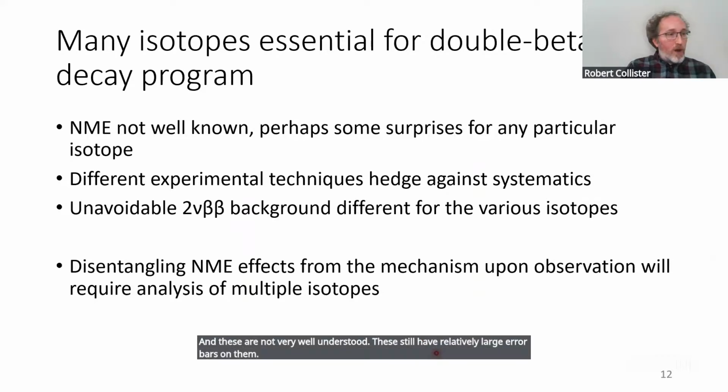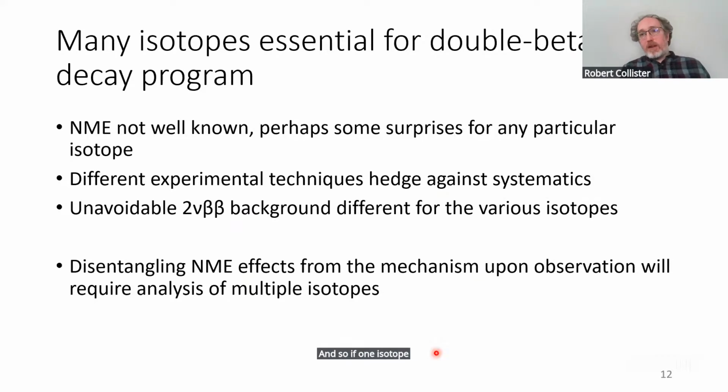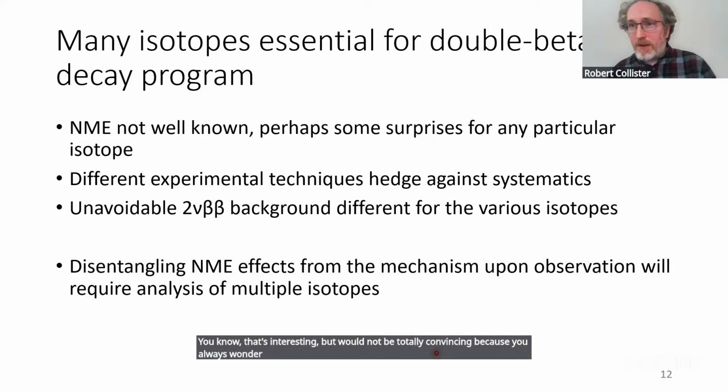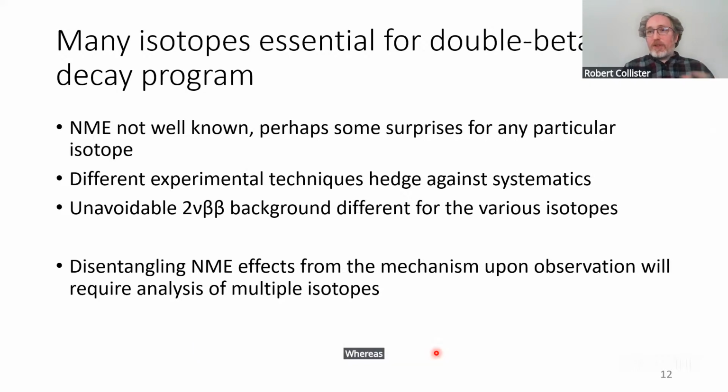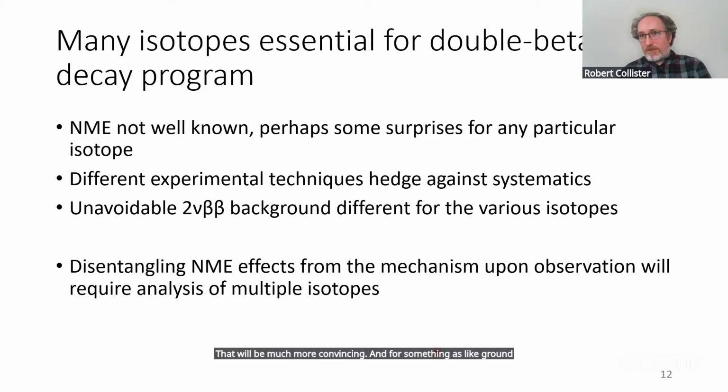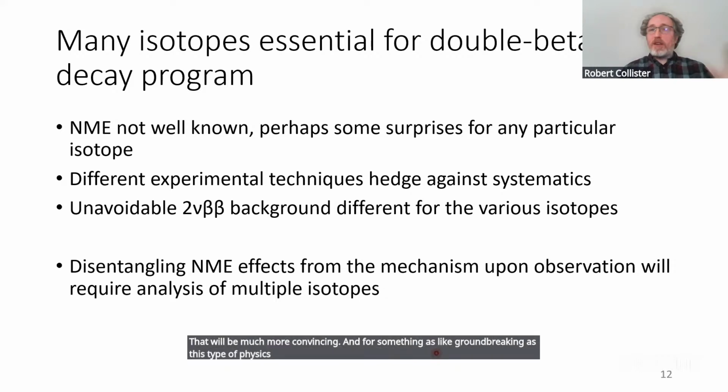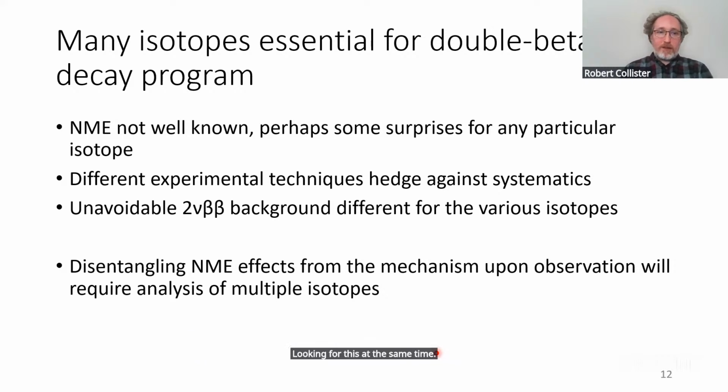And so if one isotope did see a neutrinoless double beta decay, that's interesting, but would not be totally convincing because you always wonder, is this some background event that got misidentified? Whereas if you have it in several different isotopes that are different systems being observed with different technologies, that will be much more convincing. For something as groundbreaking as this type of physics beyond the standard model, you really do need many isotopes looking for this at the same time. That way you could hedge against unknown systematics and things like that.